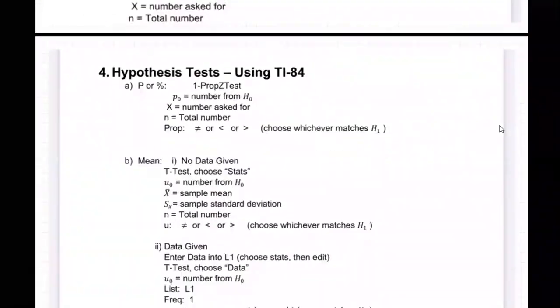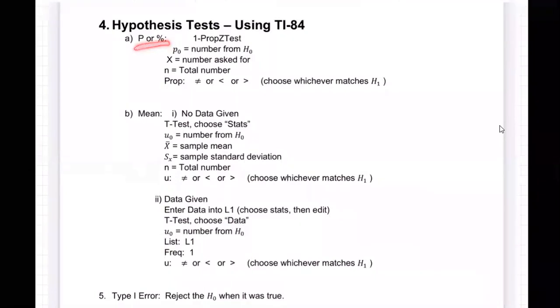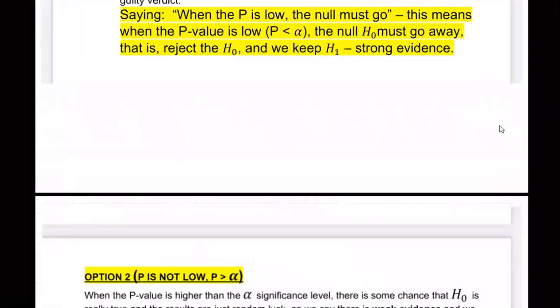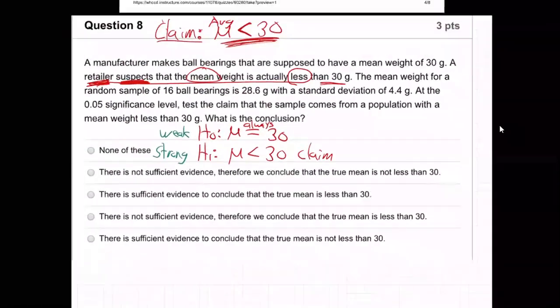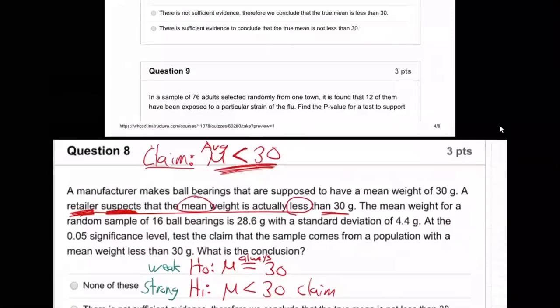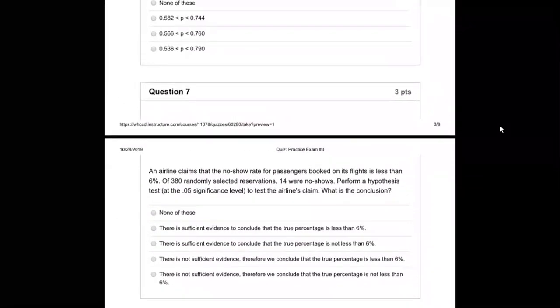What is the calculator? Here it is. Here's the calculator stuff. Do we have a p percentage? No, we have a mean, don't we? So is there no data given or data given? What do we have on this problem? Was there a listed data on this problem? I don't think so. There was no data. So we're right here, aren't we? We're on the mean with no data given. So that's going to be a t-test. We got to choose t-test and then stats. So that tells us what to do on the calculator. T-test and stats. Right? See, there's no list of data, is there? In other words, there's not some big table with a bunch of numbers, like let me show you one.